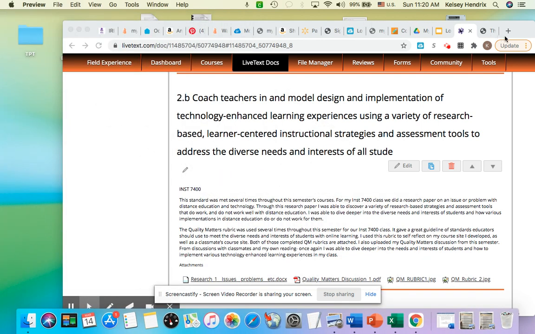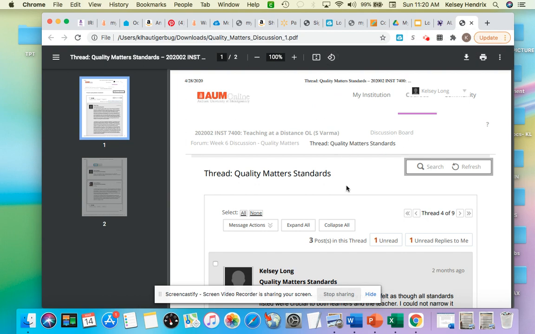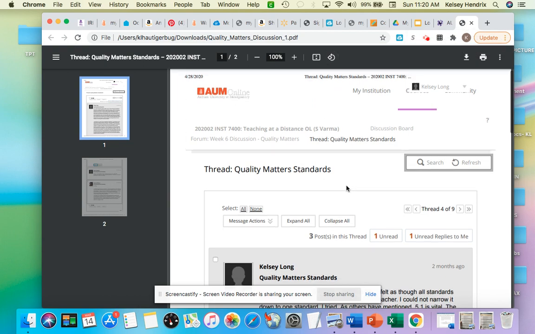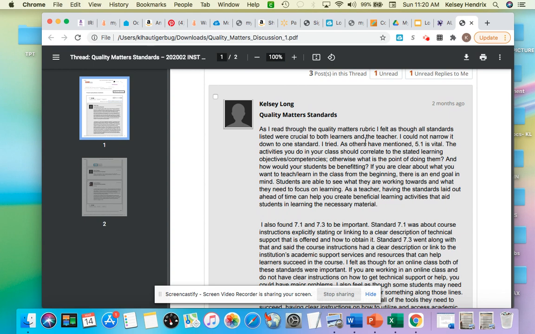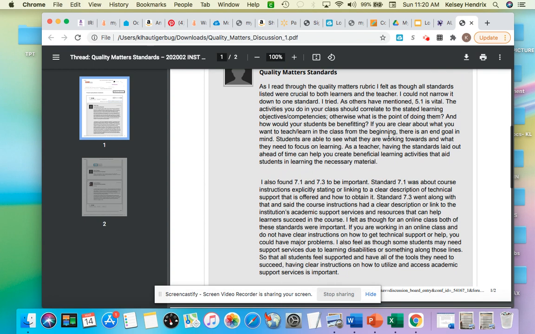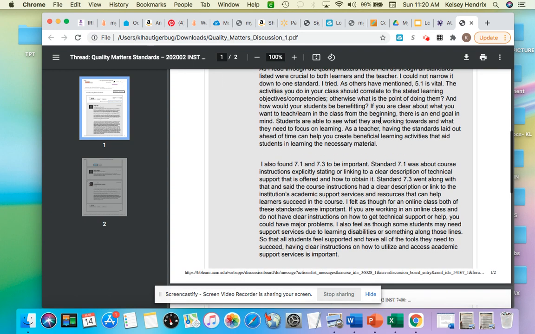Another thing that we did was we had a whole class discussion on what we felt like Quality Matters was. So this is a snippet of our thread. So I talked about the things that I thought were crucial to learners and the teacher from the Quality Matters rubric, but it was really hard to narrow it down.